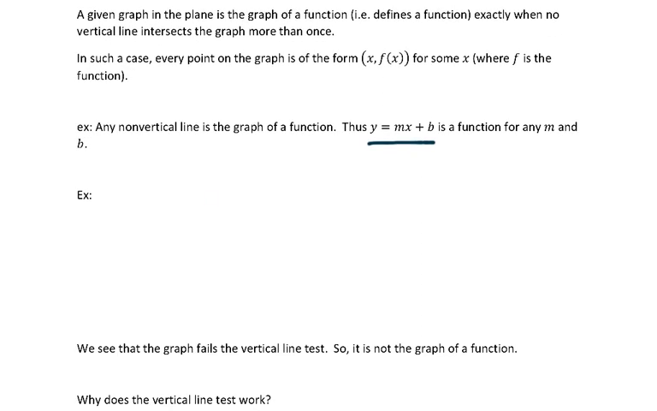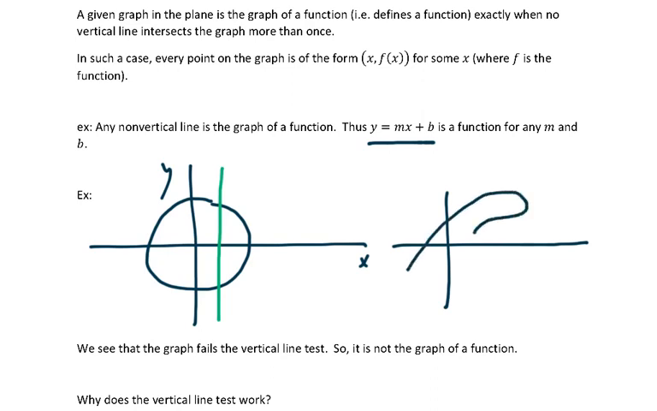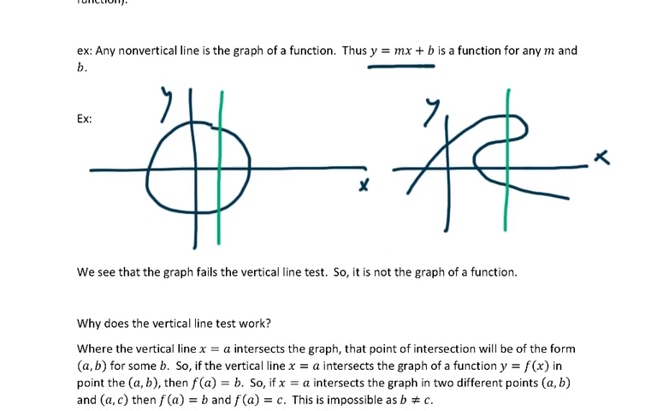Something that would not be a function would be something like a circle. You know, something like this. This fails the vertical line test. It's easy to see that, right? As you can see here, that does not pass the vertical line test. Let me just put x and y in here, okay? Or as another example, something like this would also fail the vertical line test. So these are graphs, but they're not graphs of functions. Okay, good.